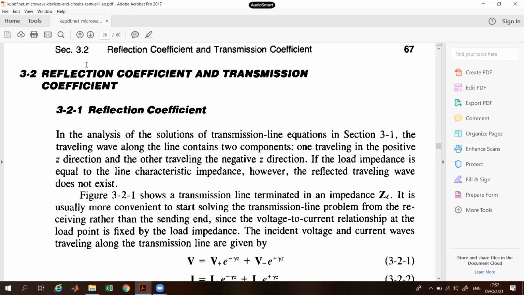Now, the terms which are reflection coefficient and transmission coefficient.